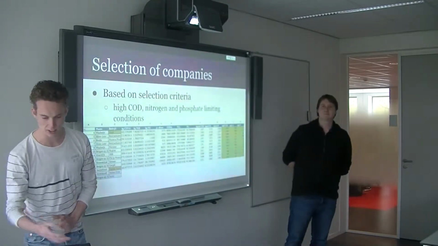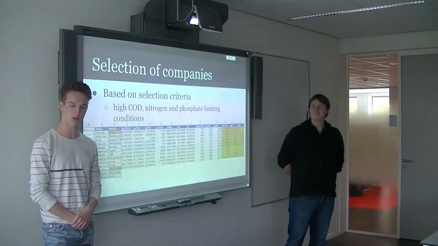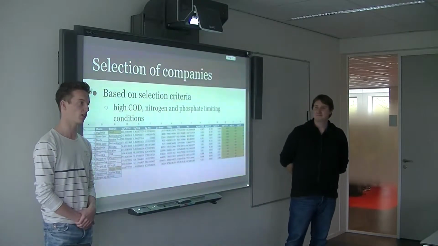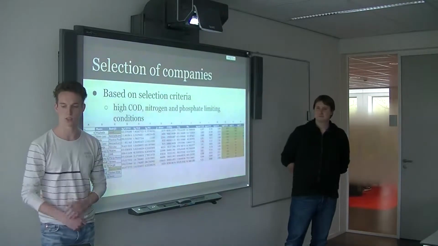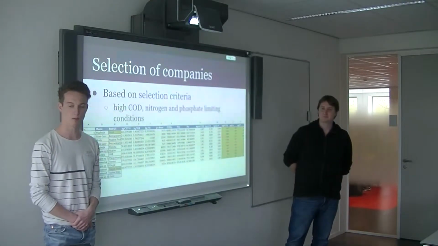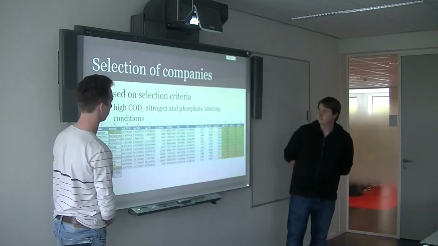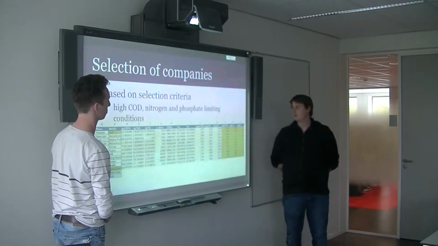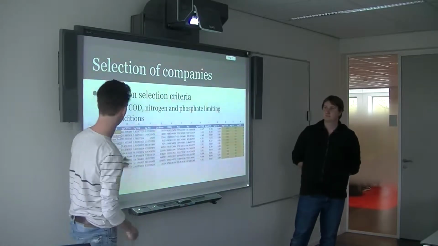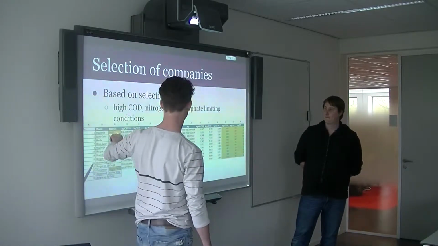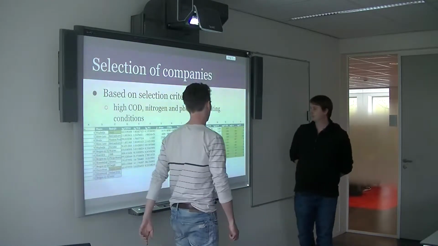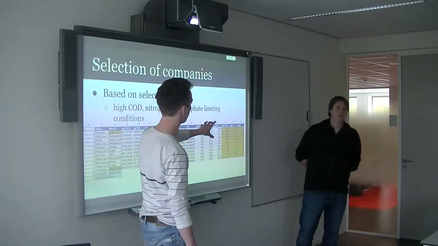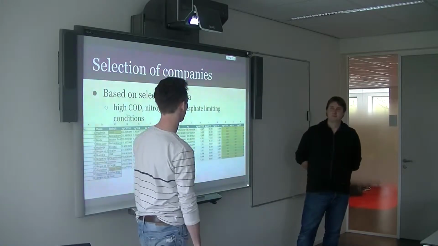So what we have here is a list of the top 13 companies we selected from our list, with a whole bunch of information, and this list showed the best numbers for which could be suitable for PHA production from the wastewater streams. We see here, for example, for a company called Stahl in Baalwijk, they have a very, very high COD concentration and a relatively low phosphate concentration.